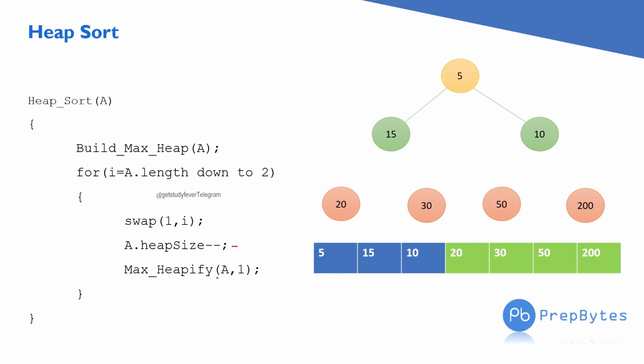Swap, decrease it. After that, call max heapify on 5, because it is not following the max heap property, we are calling the max heapify function. So 15 will come here. So this is the tree that we get after the fourth iteration, correct?